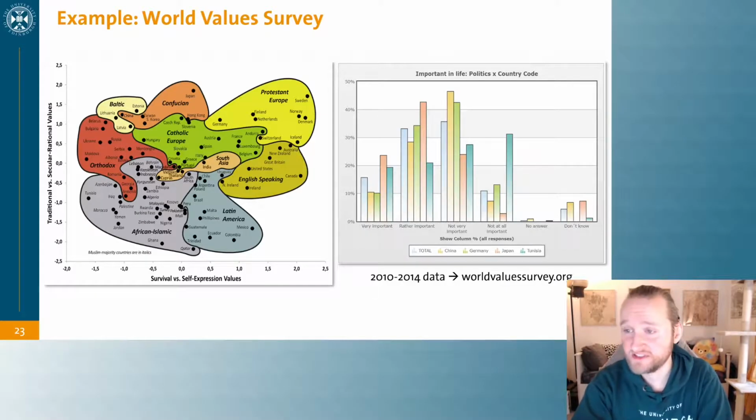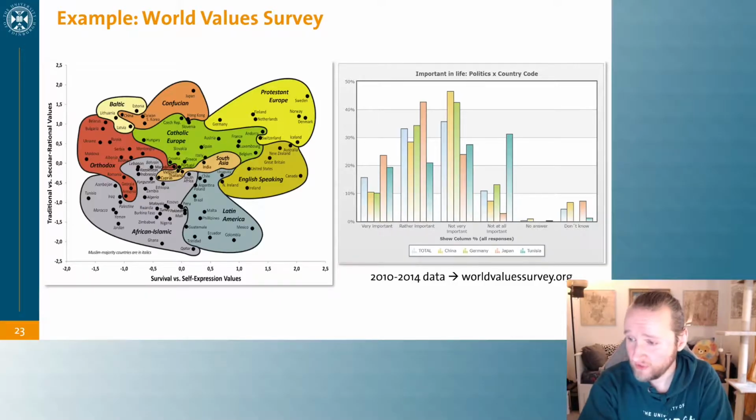And these are the results when you ask individuals in these countries. Ignoring the two columns on the right-hand side, you can see that actually a minority of people is at the extremes. So not at all important, that's not a statement that a lot of people ascribe to. But on the other hand, not very many people find politics very important.